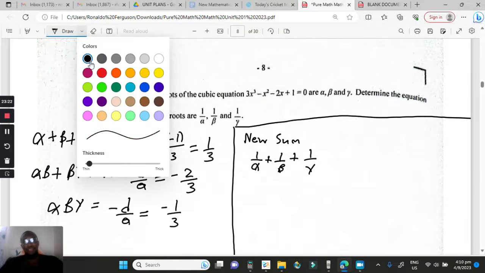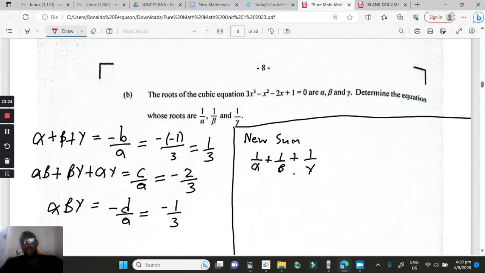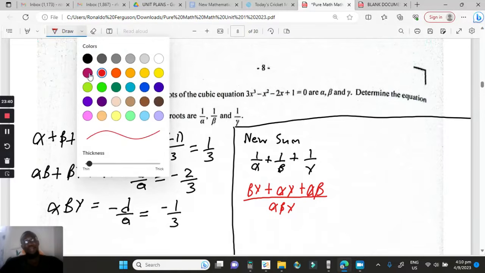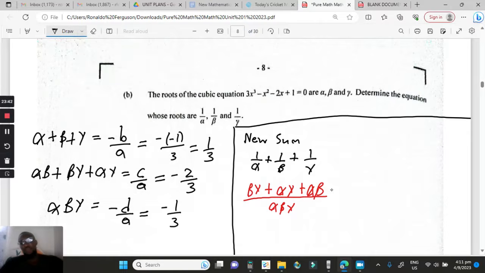Always do what when you reach this point? LCM. When you do your LCM, we notice the LCM is going to be alpha beta gamma. Alpha into these, leave beta gamma. Beta into the denominator, leave alpha gamma. Gamma into the denominator, leave alpha beta. And so in this case now, we can just evaluate. We put in negative 2 over 3, and we divide it by alpha beta gamma, which is negative 1 over 3.